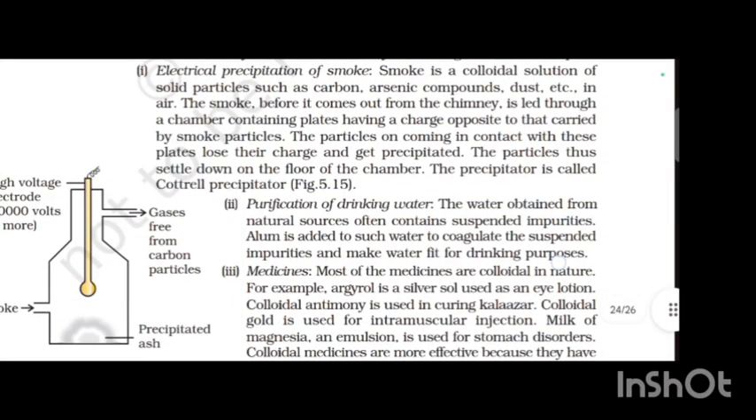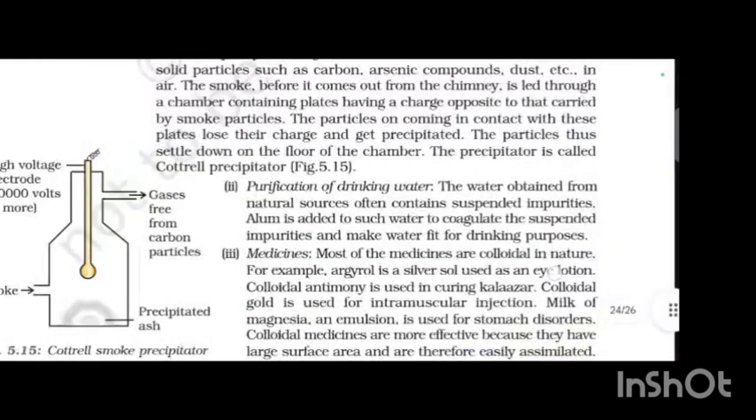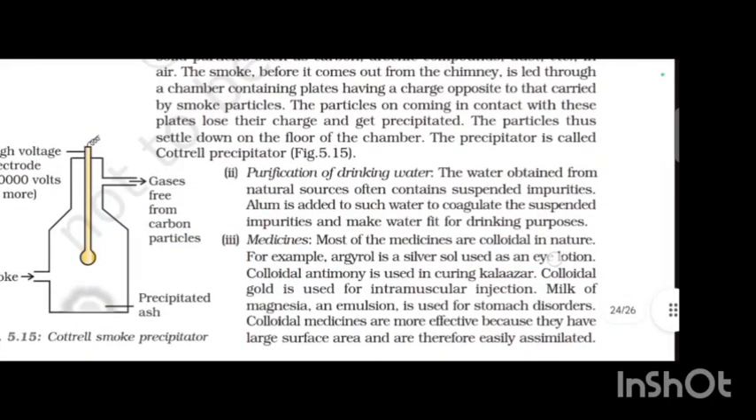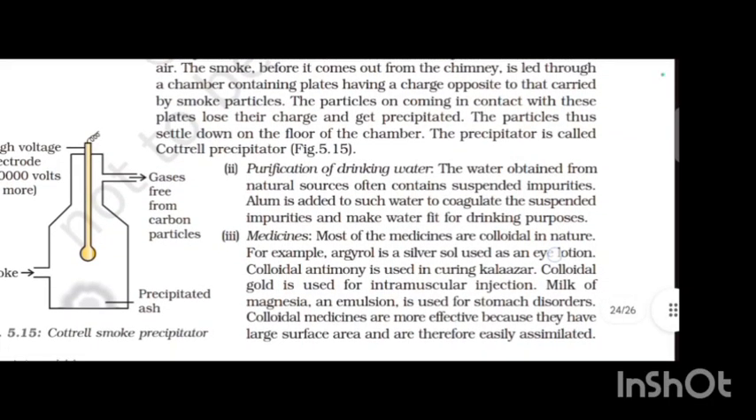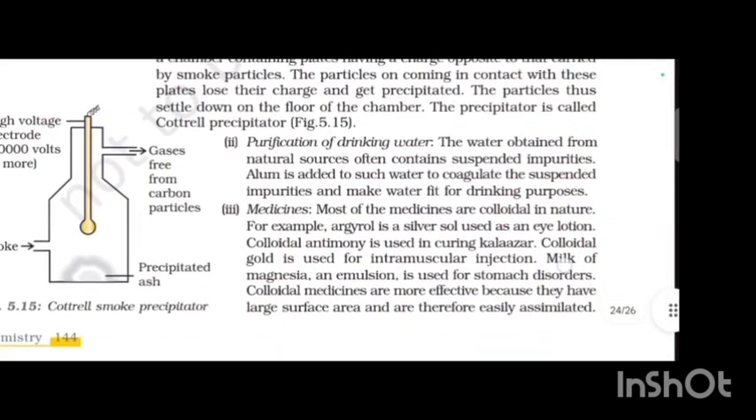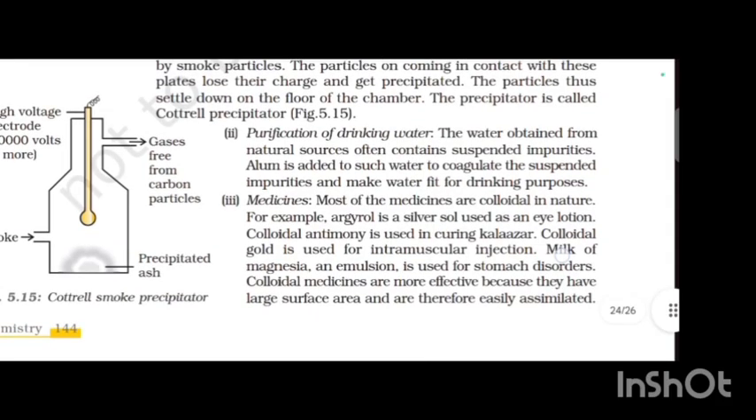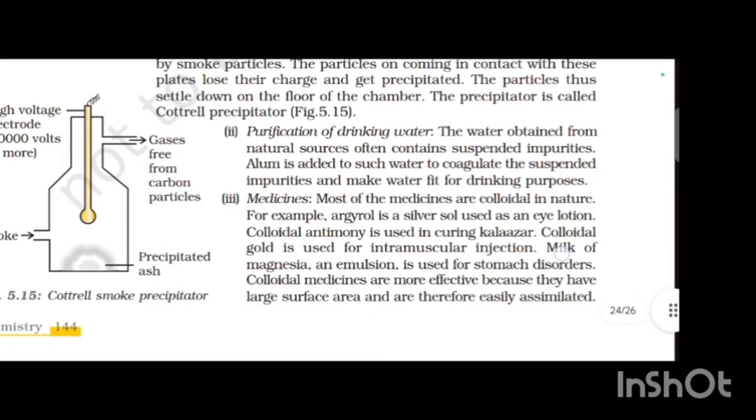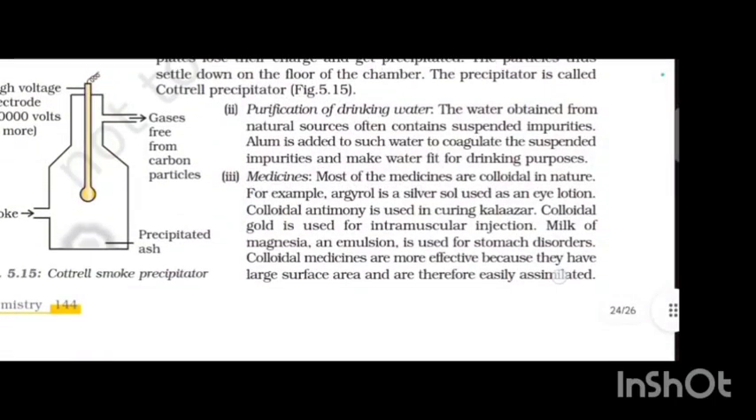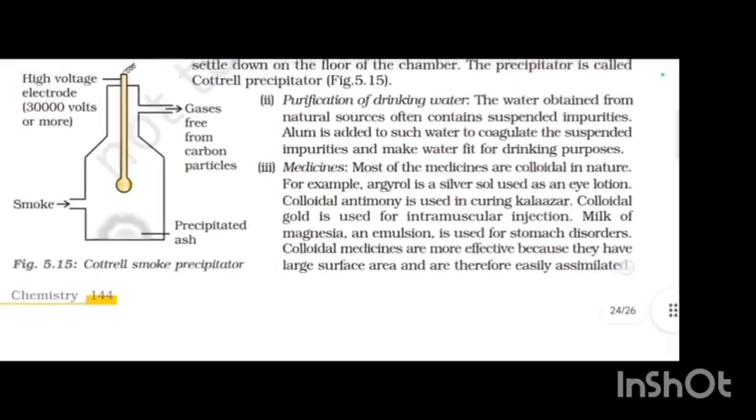Smoke is a colloidal solution of solid particles such as carbon, arsenic compounds, dust, etc. in air. The smoke, before it comes out from the chimney, is led through a chamber containing plates having a charge opposite to that carried by smoke particles. The particles, on coming in contact with these plates, lose their charge and get precipitated. The particles thus settle down on the floor of the chamber. The precipitator is called Cottrell precipitator, Figure 5.15.